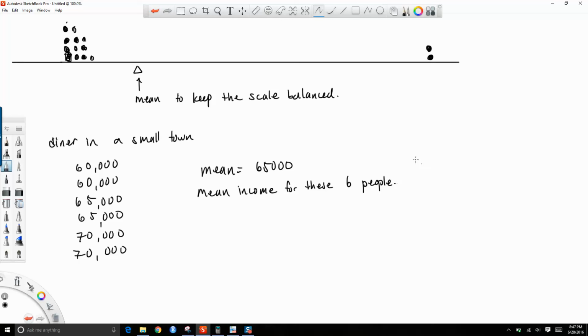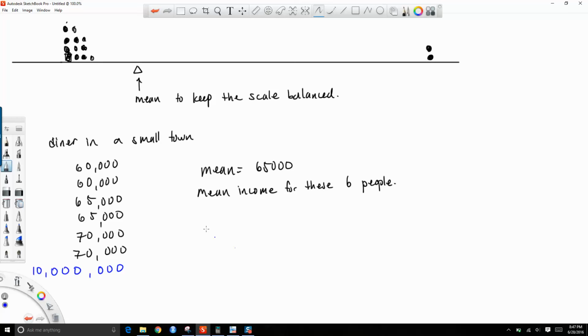And it would make sense to say that this is a typical amount of income for the people in the diner. Okay, let's say a very rich person walks in. So let's say Bill Gates walks in. I don't know how much money he makes, but let's say he makes $10 million a year. Okay, well, anyway, let's say somebody who has an income of $10 million per year walks into the diner.